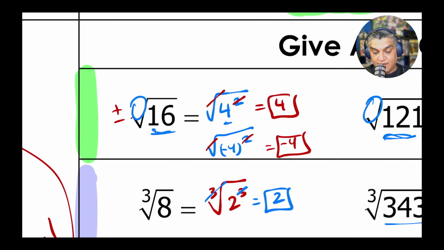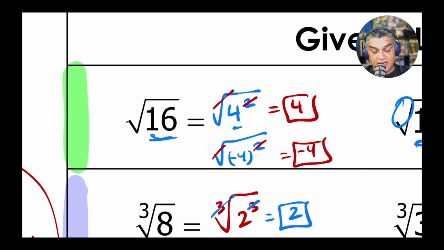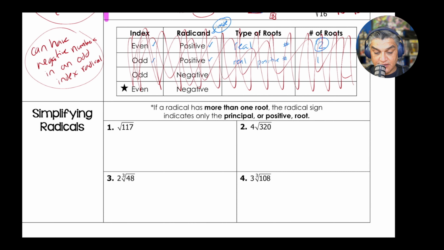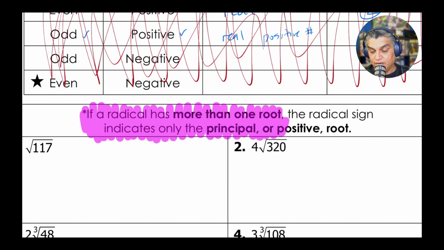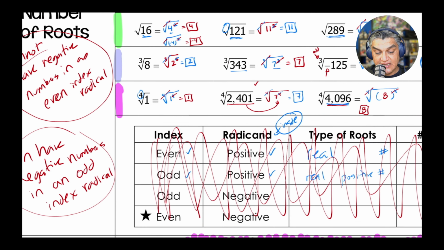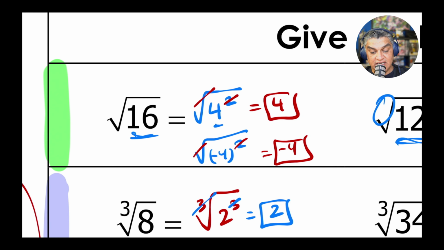And when I'm asking you for a square root, or any root, you see how I have two options. It could be negative or positive. We're looking for the principal root. I think it says it here. If a radical has more than one root, like when I take the square root, the radical sign indicates only the principal or positive root. So when I see square root of 16, we're only talking about the positive root.